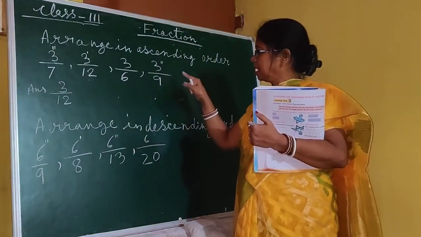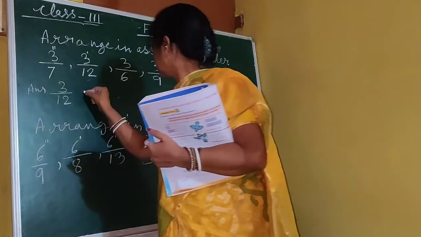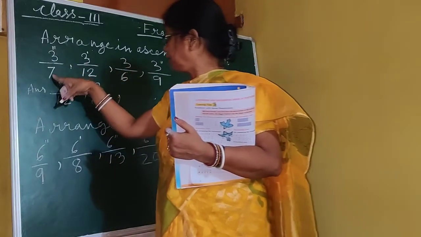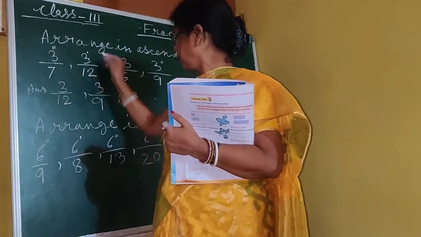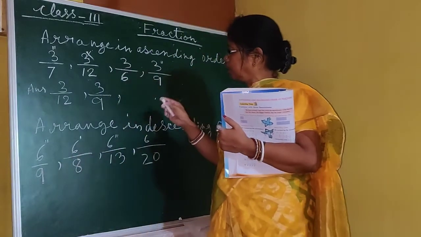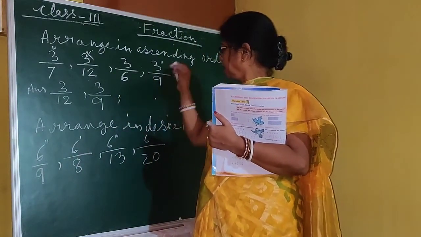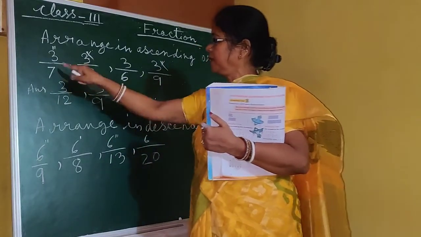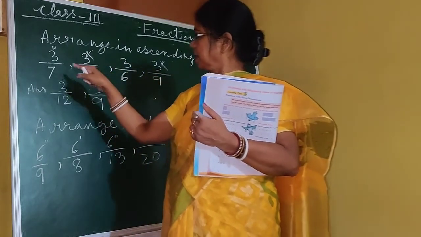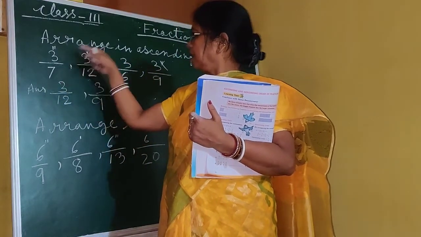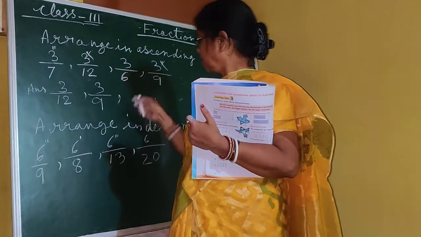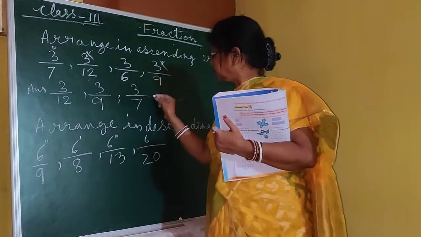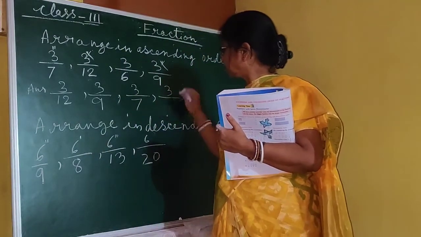Then here the number of parts is 9, more parts. So 3 by 9. Then here the number of parts is 7. This one is finished, you cut it. 3 by 12, cut it, otherwise you will get confused. Then 3 by 9, this one is finished. Then comparing these two, the number of equal parts 7 and 6 with numerator 3. So next will come 3 by 7, then 3 by 6, smallest to greatest.